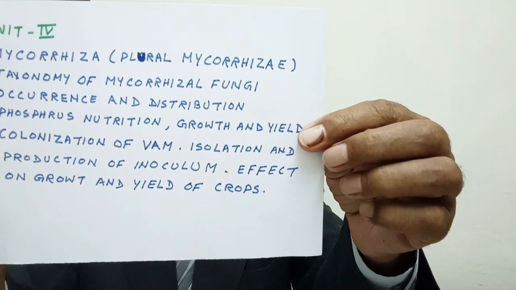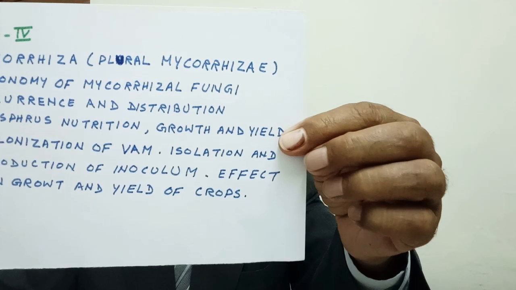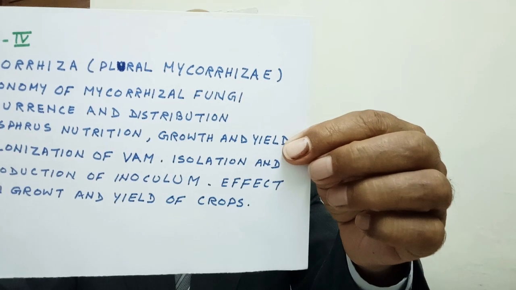Then the fourth unit may be on mycorrhiza, plural mycorrhizae: taxonomy of the mycorrhizal fungi, occurrence and distribution, phosphorus nutrition, growth and yield, colonization of VAM, that is vesicular arbuscular mycorrhiza, isolation and production of inoculum, effect on growth and yield of crops. So what is the effect of mycorrhizal fungi, VAM, on the growth and yield of the crop?